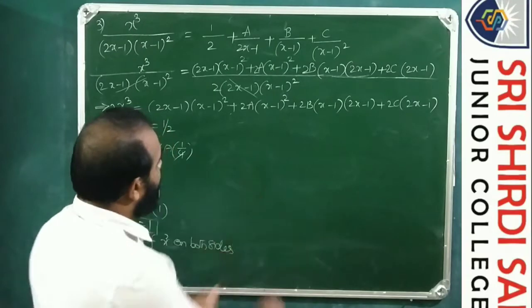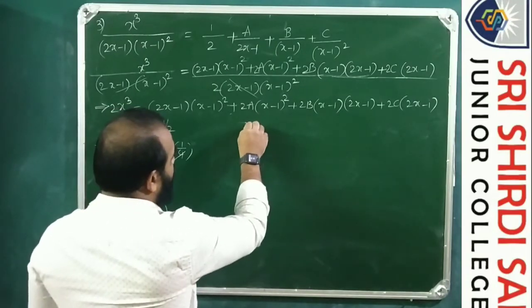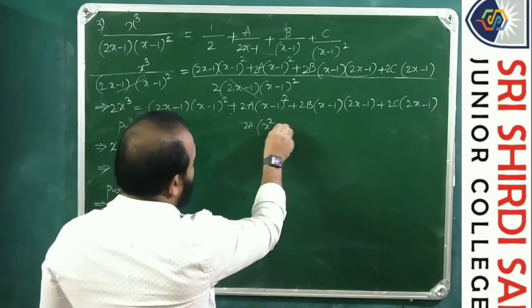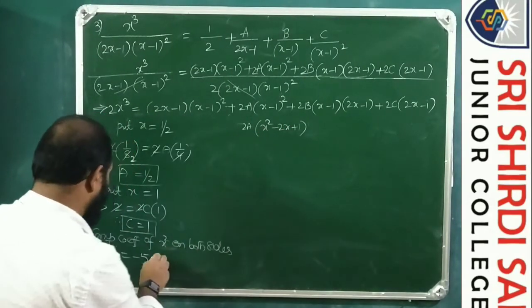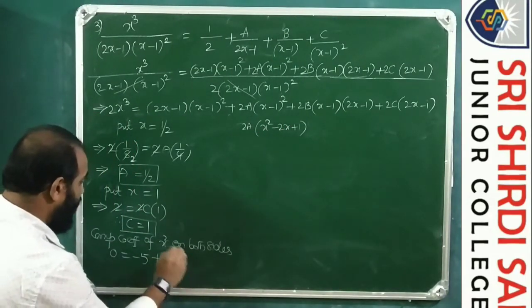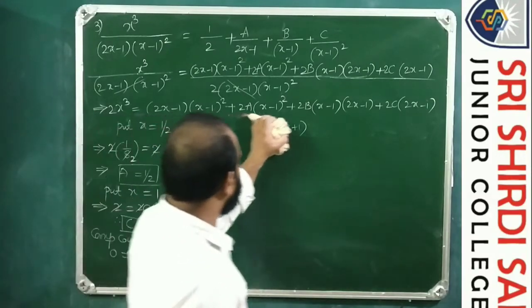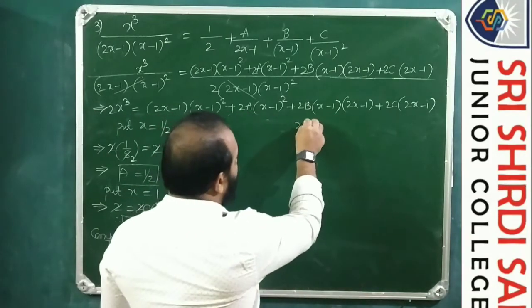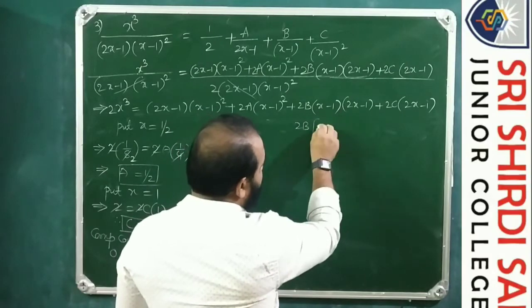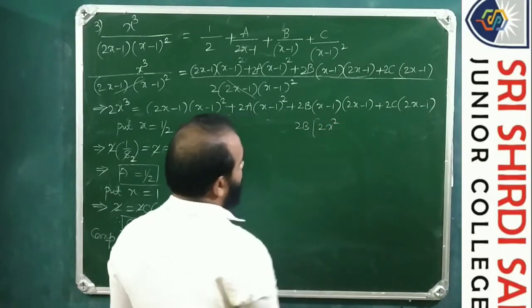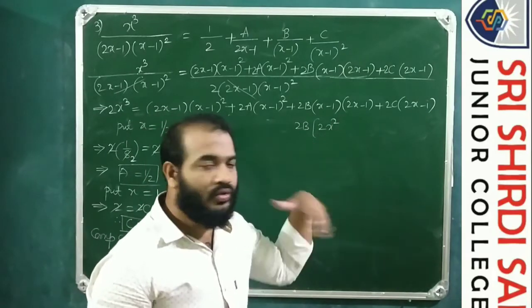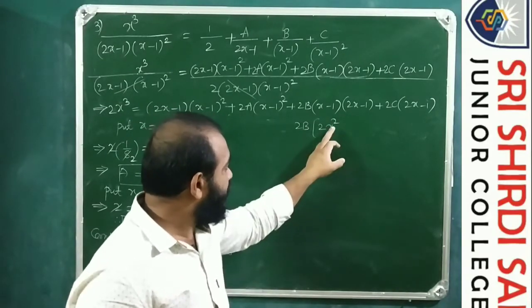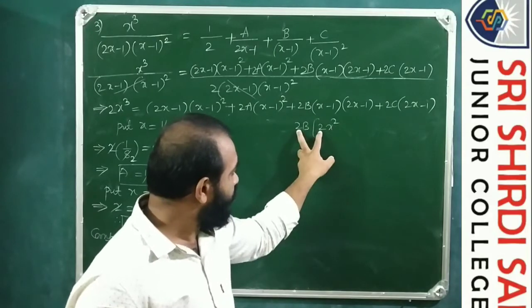Here this is 2a into x square minus 2x plus 1. 2a here. So plus 2a. Here 2b into x into 2x, 2x square, and remaining all terms will be x and constant. So we can leave it. So x square coefficient is 2 2s are 4b.